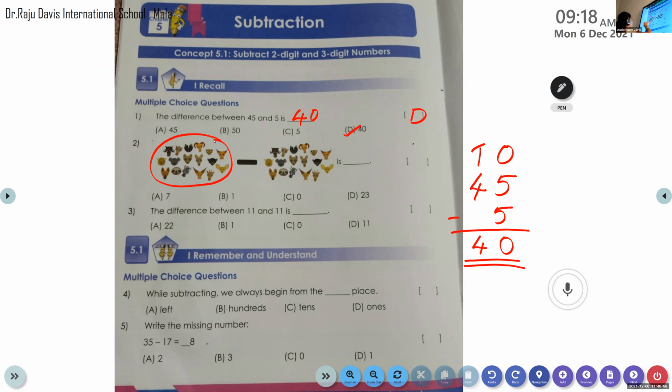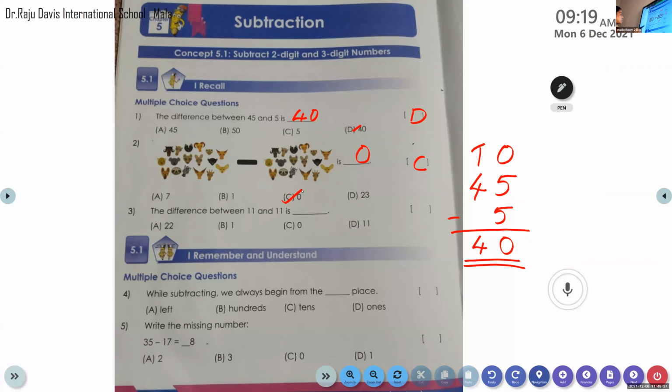So in the first picture, how many animals are there? 17. Okay. Then count the next one also. Second one also 17. So what is the answer? 17 minus 17 is 0. Yes, 0, so option C. When the same numbers are subtracted, we will get the answer 0.